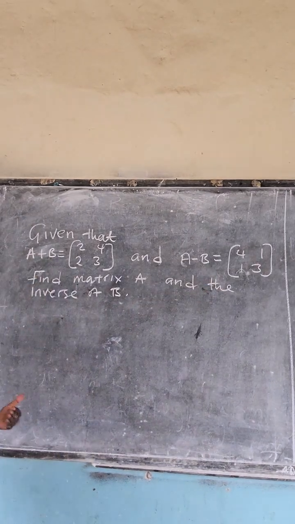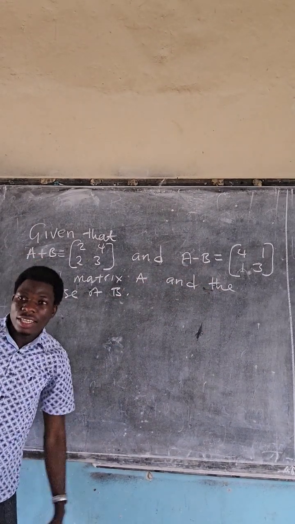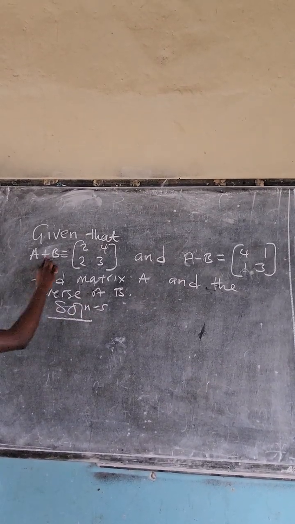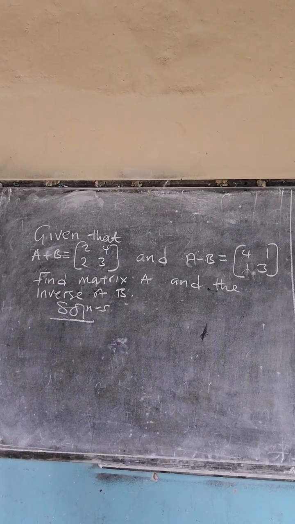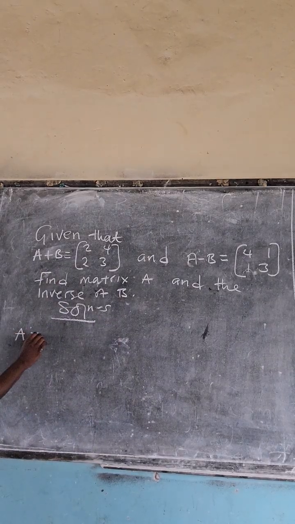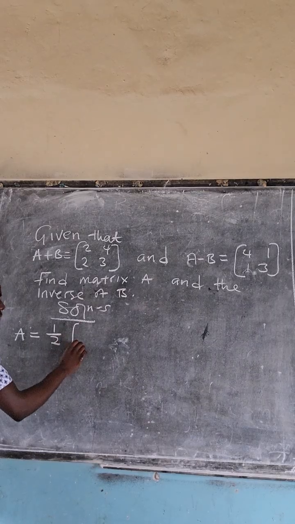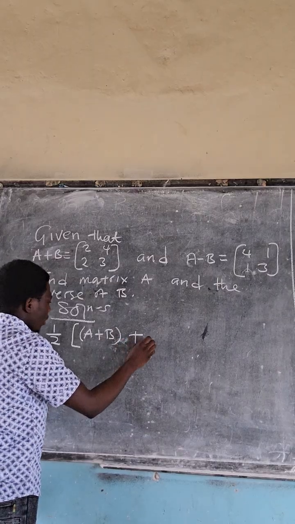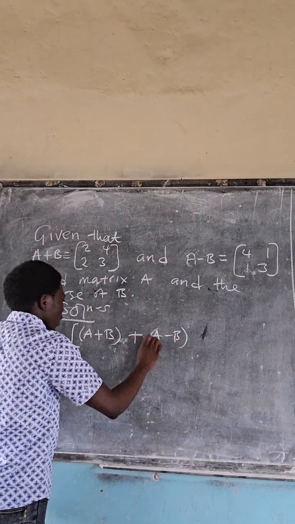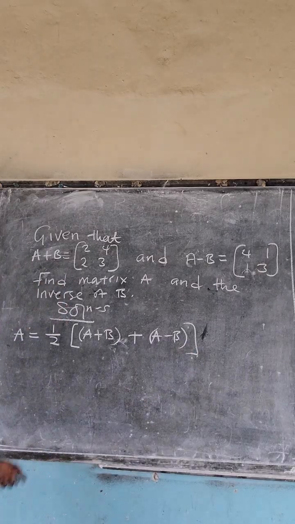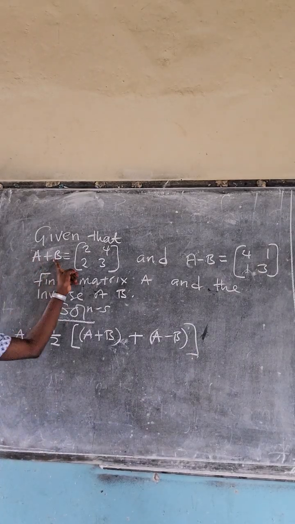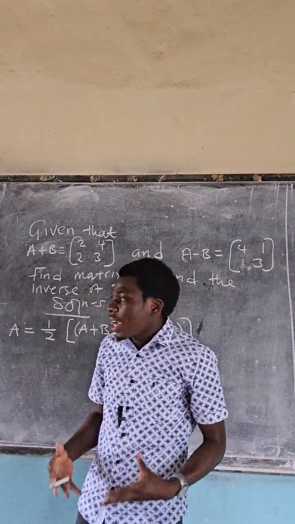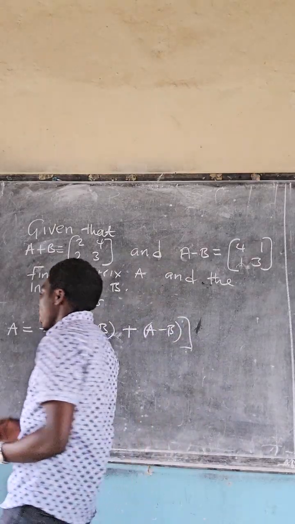The formula to get matrix A when A plus B and A minus B are both given is that matrix A is given as 1 over 2 open A plus B plus A minus B. So this is the formula to use to get matrix A if matrix A plus B and matrix A minus B are all given. What you simply need to do is to replace, and then you'll be able to get matrix A and B. So let's do that.